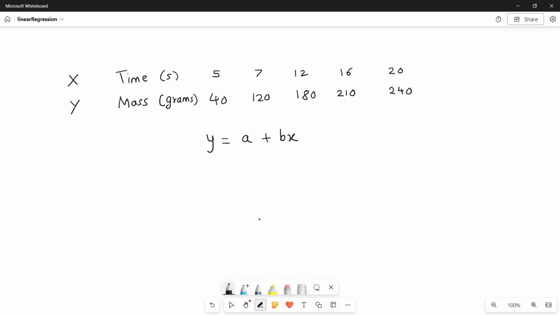So the first step is you have to calculate the average of the x values. In this case, if you calculate, it's 12. And we have to calculate the average of the y values. You can pause the video and calculate the average for yourself. The average will come out to be 158. And then, how do we arrive at this formula? I am directly giving you the formula over here, and we'll directly apply it.